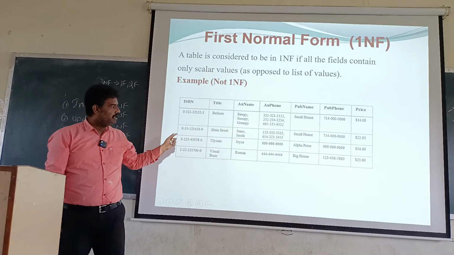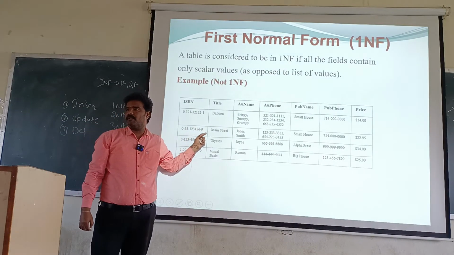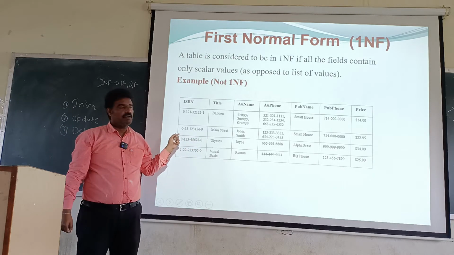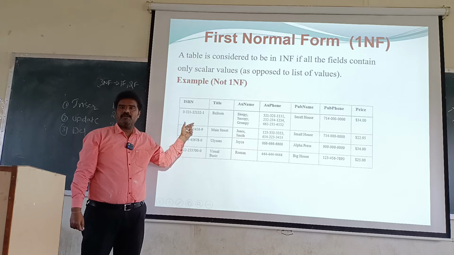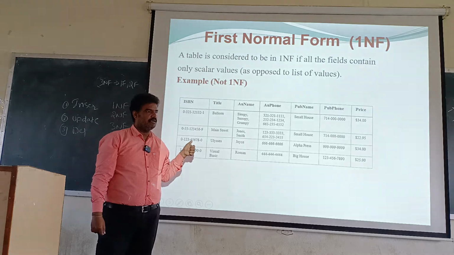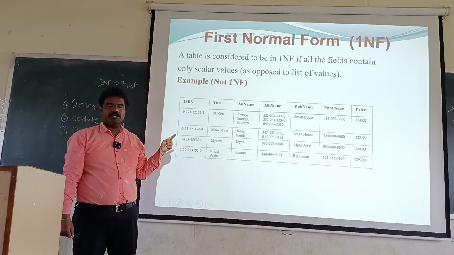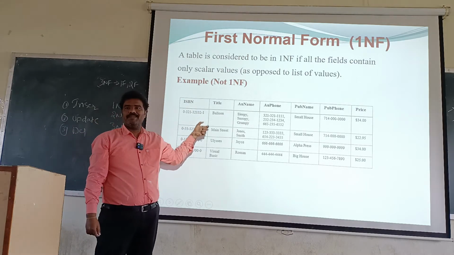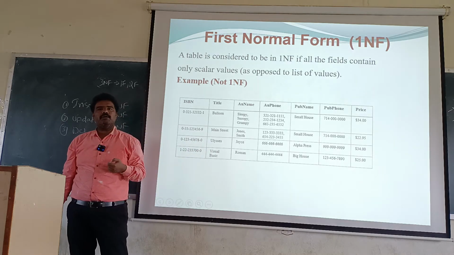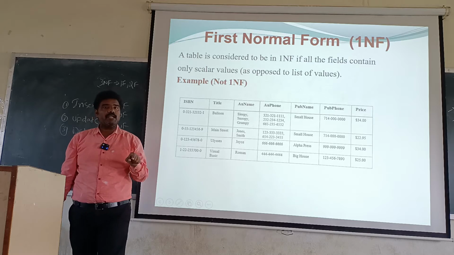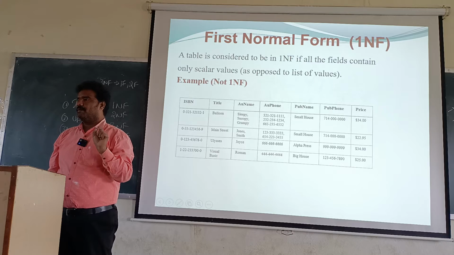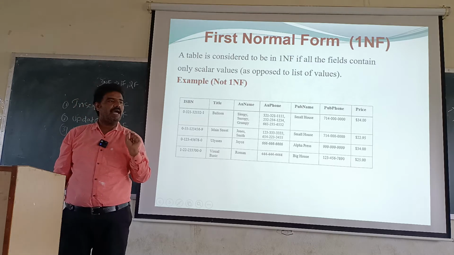And here, are there any duplicate values? No. So property 1, duplicate values not present, is satisfied. Then property 2: are there any null values? In 1.5 there is a very strong point: we can allow null values, but we cannot allow null values in a primary key. The primary key must have some value.